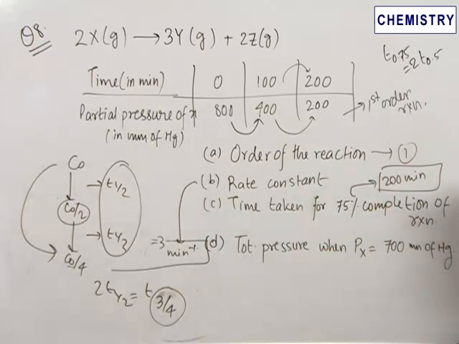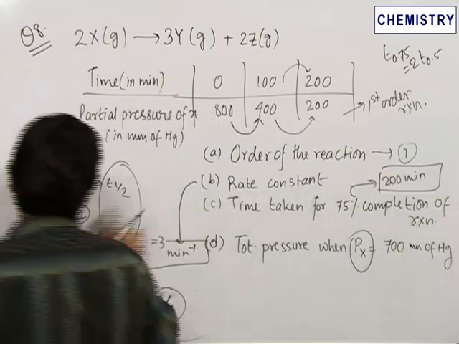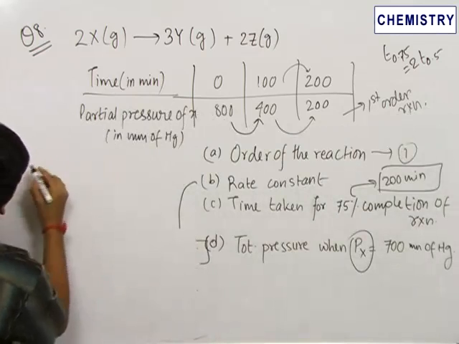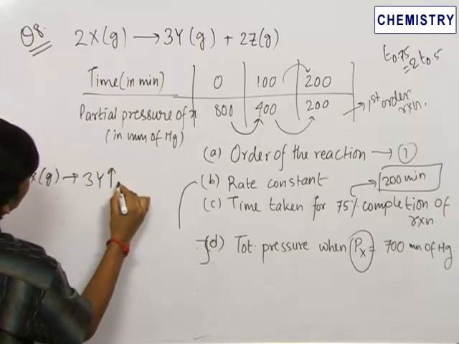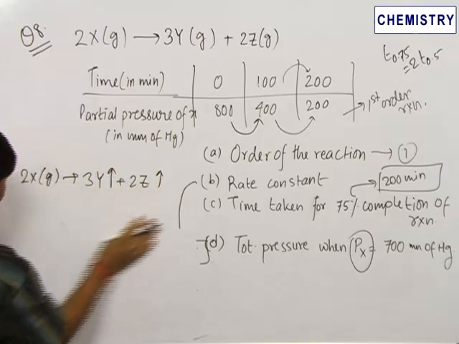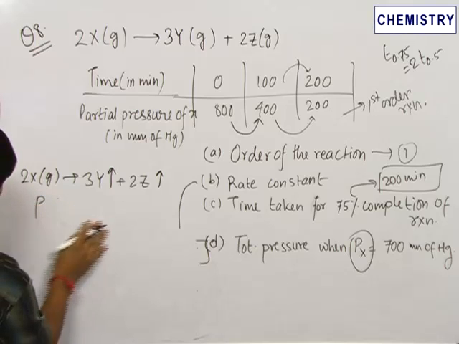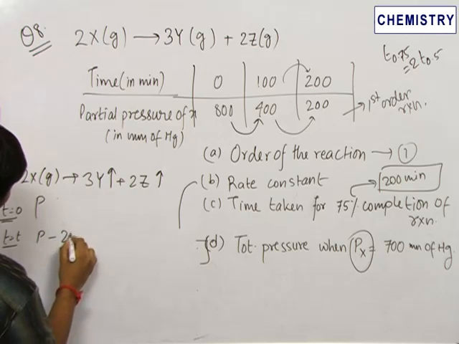Now for the fourth part, we need to find out the total pressure when Px, that is the pressure of X, is equal to 700 millimeters of Hg. For this, let us write the reaction down. Over here, 2X gas gives us 3Y gas plus 2Z gas. Now it is always better to write the equation in terms of pressure. Let the initial pressure be P at t is equal to 0. Now at t is equal to t, this pressure let it reduce by 2P dash.